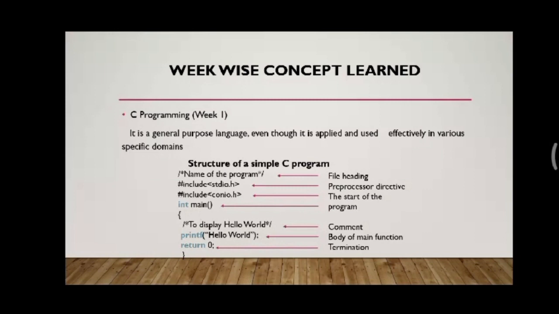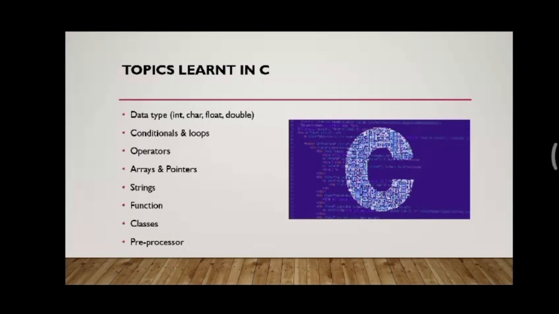Then for starting the program, we write int main. We write the body of the program in curly brackets. Printf is used to print the output and return 0 is used to terminate the program. Next slide. Let's see the topics learnt in C.